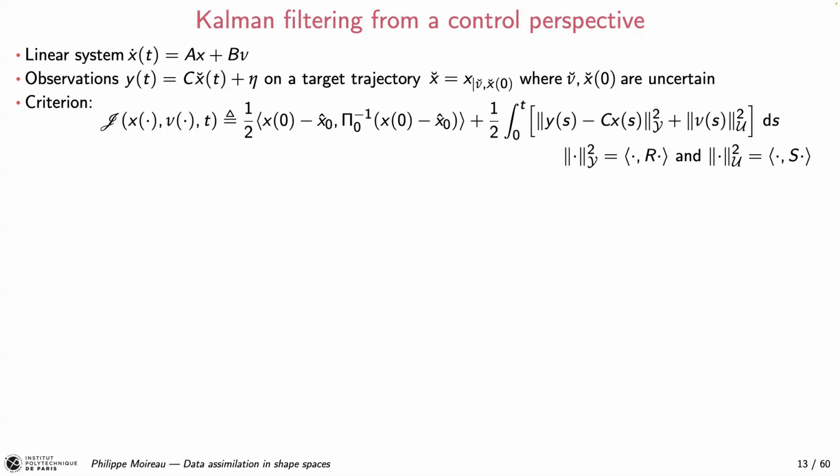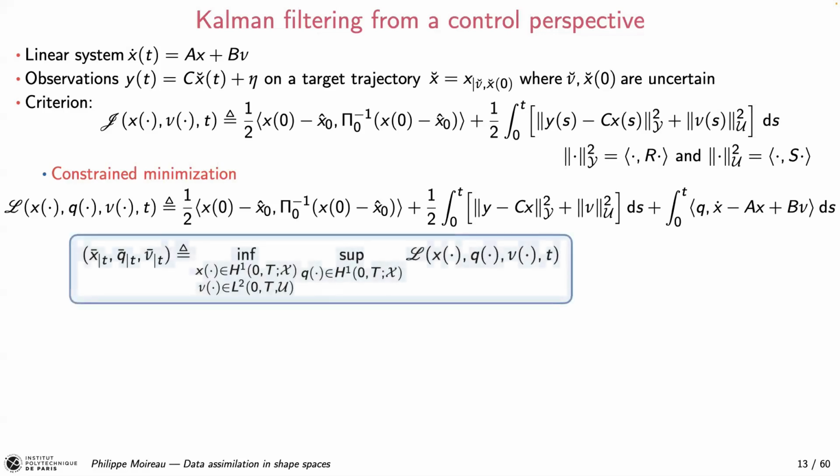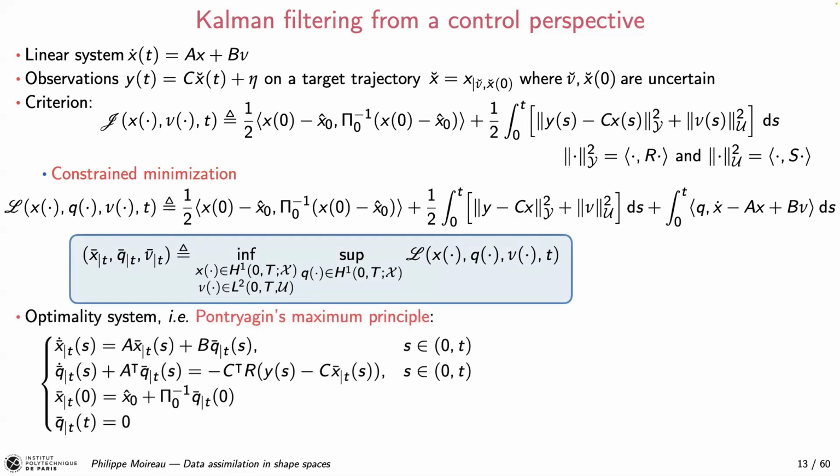So basically, the idea is to minimize this criterion under the constraints of the dynamics. In order to do that, you set up a Lagrangian where you have a Lagrange multiplier that takes into account the fact that you want the system X to follow the dynamics. And then you define the good trajectory as the inf sup of this Lagrangian, and the idea is to compute what we call the optimality condition, and you get this system.